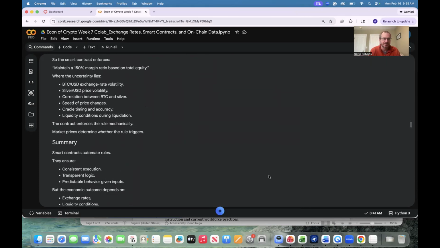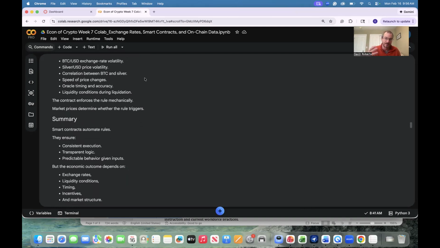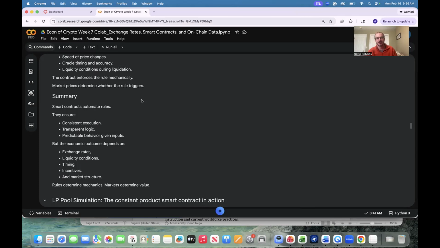So what did the smart contract do? It enforces a 150% margin ratio based on total equity. So where does the uncertainty lie? Well, it lies in the Bitcoin USD exchange rate, and that's volatile. Silver USD price volatility, because both of those can change it. Correlation between Bitcoin and silver, and there could be correlation between Bitcoin and silver not related to this contract, but as we just discussed, if there's a lot of contracts like this, that will lead to more correlation between Bitcoin and silver. Speed of price changes matters.